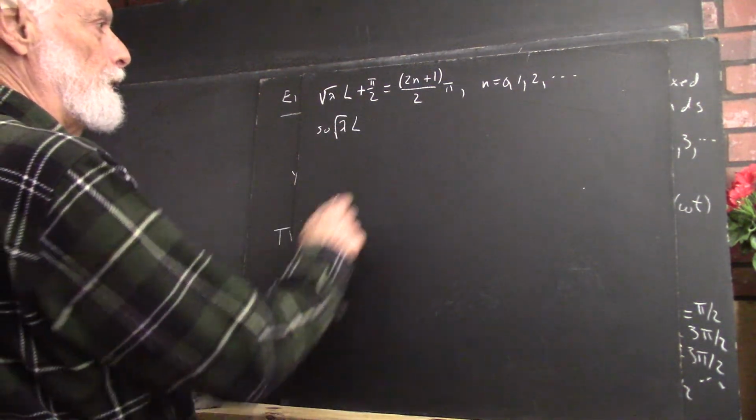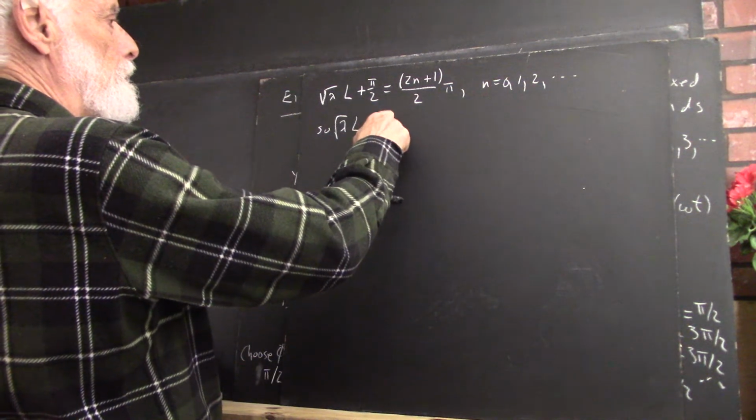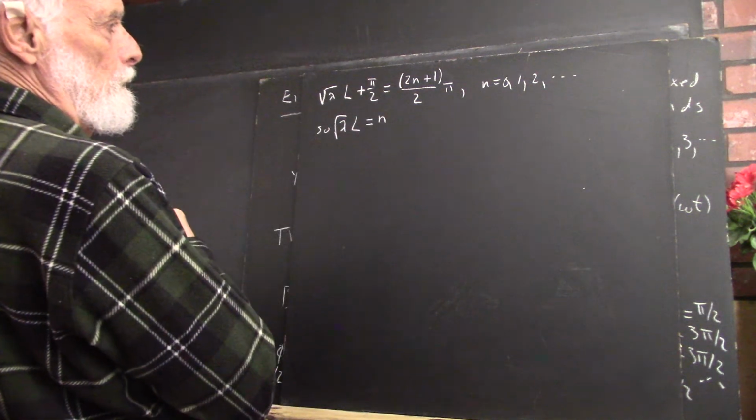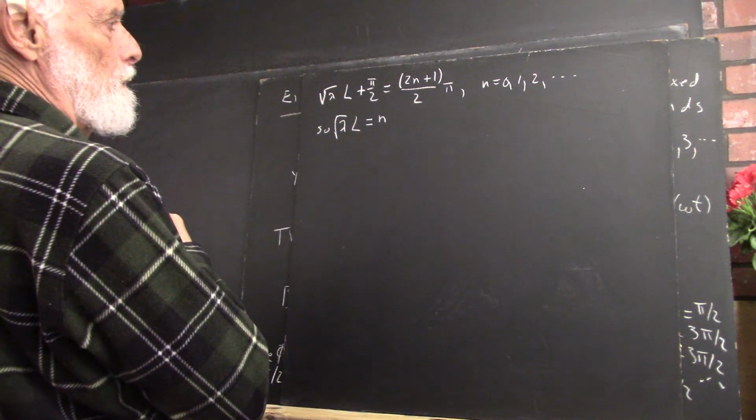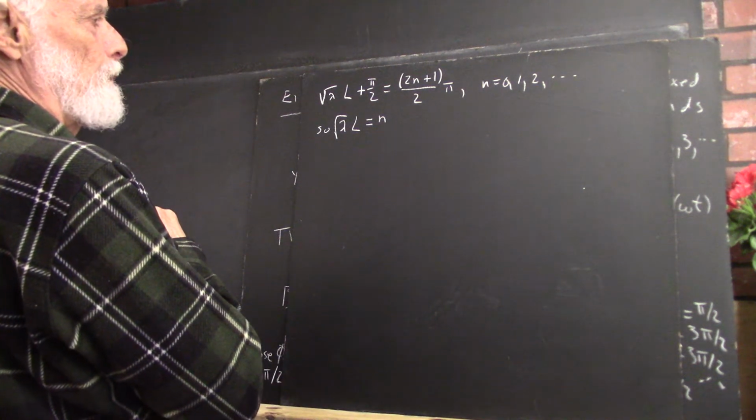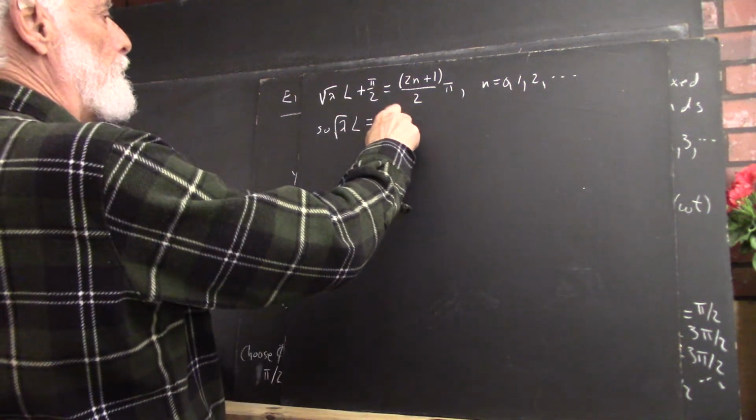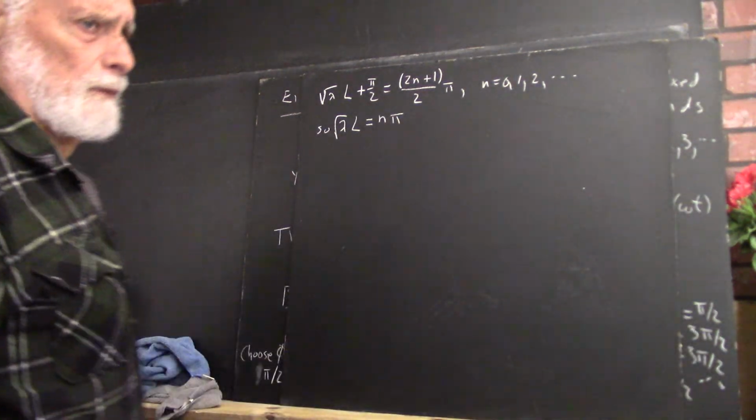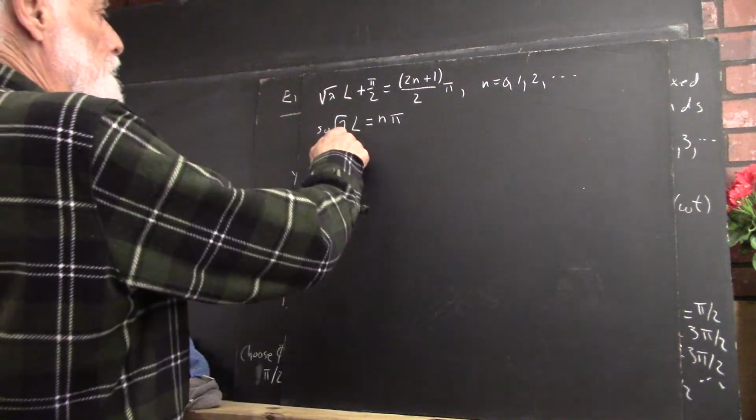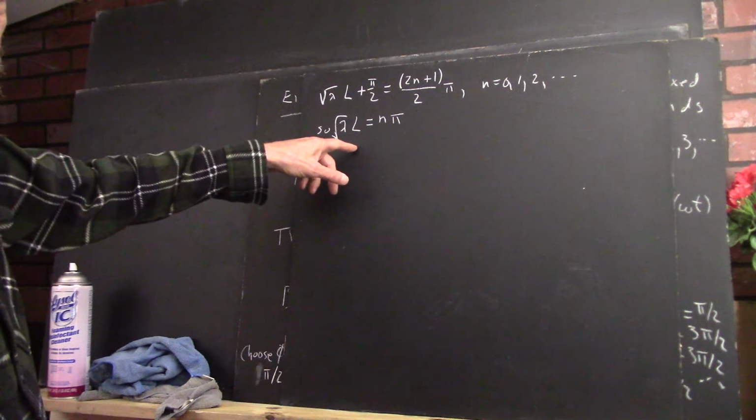So square root of lambda times L equals... Somehow that didn't seem right to me, but that's just me. Had to check it out before I wrote it down and continued.